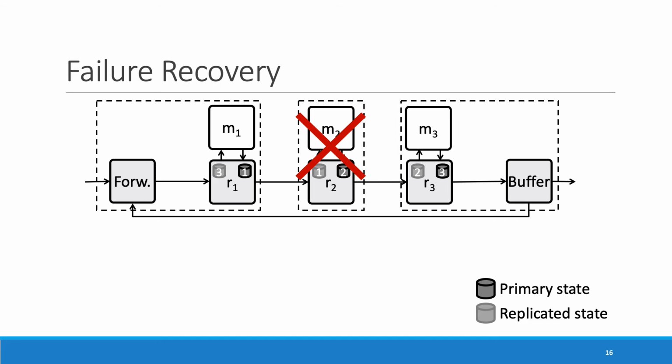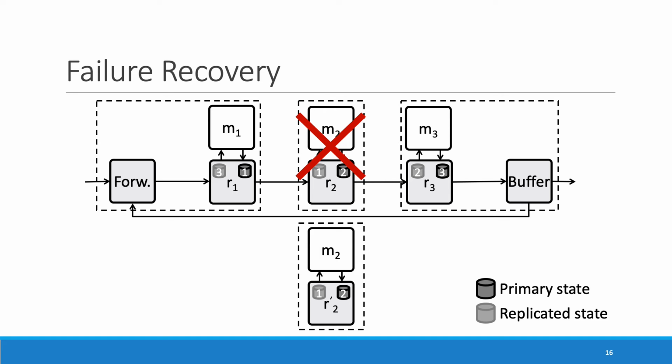Upon a middle box failure, FTC selects a server and instantiates a replica. This replica concurrently fetches the lost state of R2, including M1 and M2. Once the state is fetched, FTC instantiates M2. Then FTC routes the traffic towards and from this new middle box.